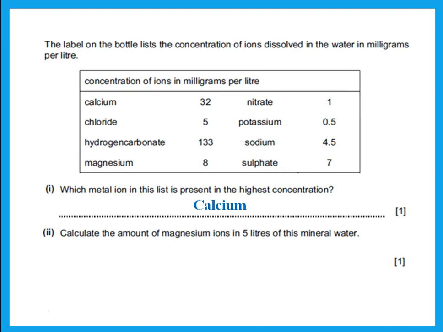Now he's saying calculate the amount of magnesium ions in 5 liters of this sample of water. So what do we have here? We have the amount of magnesium. Where is magnesium? Magnesium is 8 milligrams per liter. Can you see that? So if I have 1 liter, it has 8 milligrams. So he wants how much in 5? Of course, you multiply by 5.